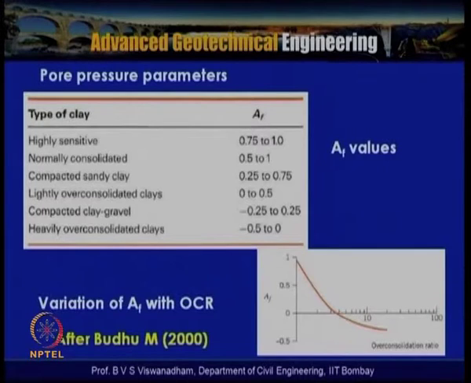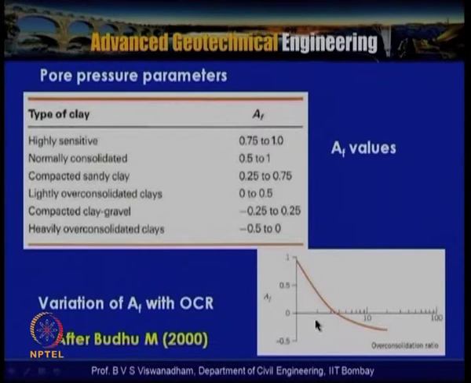So this particular table gives typical AF values: for highly sensitive soils, 0.7 to 1; for normally consolidated clays, 0.5 to 1; for compacted sandy clay, AF is 0.25 to 0.75; lightly over consolidated clays have 0 to 0.5; and compacted clay gravel has minus 0.25 to plus 0.25. Heavily over consolidated clays can go from minus 0.5 to 0.